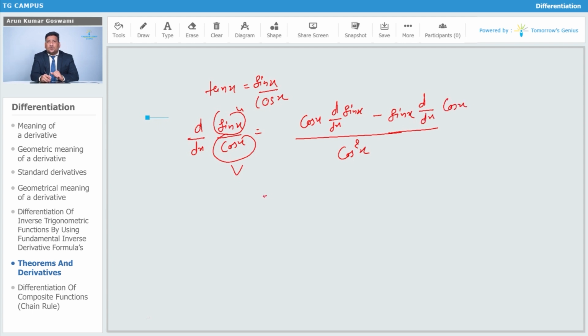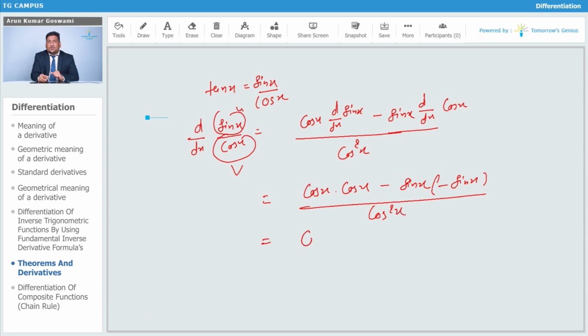Simple. Now see, cos x as it is in the numerator, I kept it, and sin x differentiation is nothing but cos x. Minus sin x as it is, differentiation of cos x is nothing but minus sin x, and in the denominator we already have cos square x.